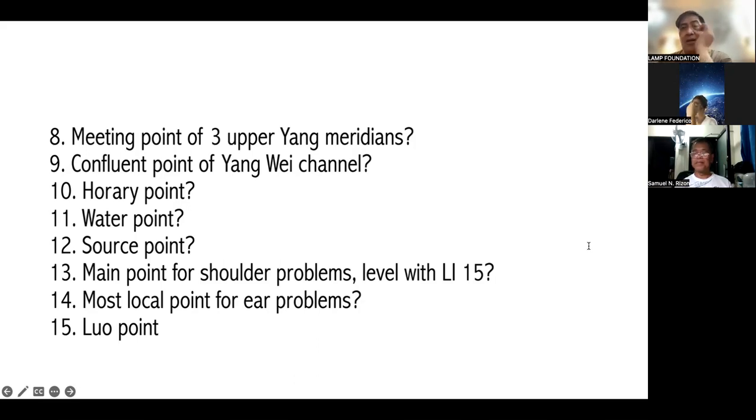SJ-21, SI-17, and GB-2. The most local point. And it's SI-19. So it's so effective. You have to ask, SI-19 po ba? Yes. SI-19, SJ-21, SI-19, GB-2. Okay, the last item.